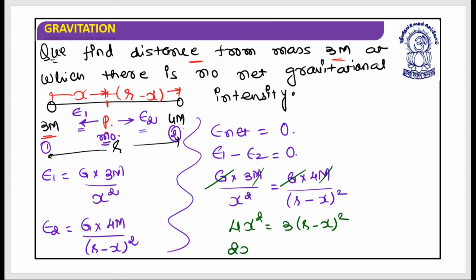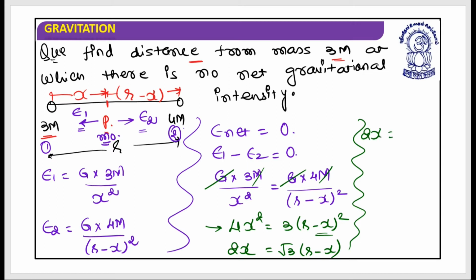Let's take a square root on both sides. 2x equals root 3 into (r minus x). Do not make the mistake of expanding this. I know you have the relation that (a minus b) whole square is a square minus 2ab plus b square, but do not ever do it here. Always take a square root on both sides. This will help us get it done quickly.